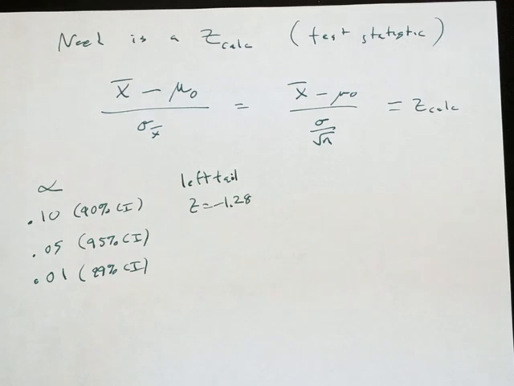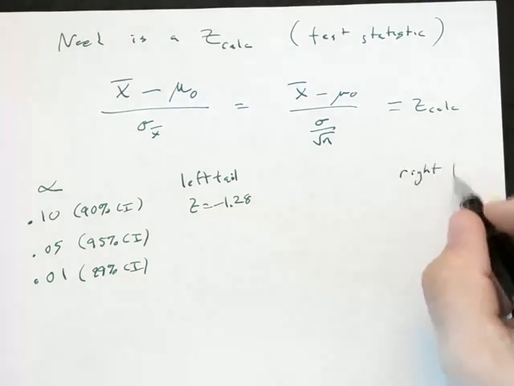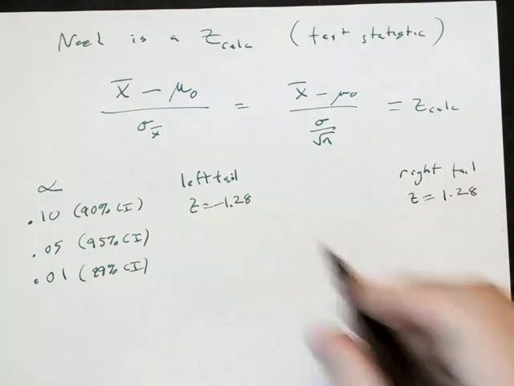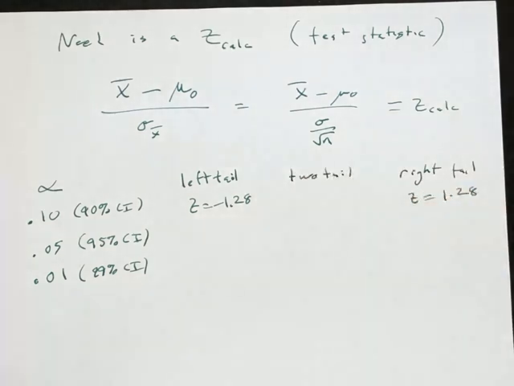What if I want the right tail? Well, all I have to do is turn that picture over, don't I? Because the left side and the right side are the same. So the right tail is going to be positive 1.28. I'm leaving a space in the middle on purpose. Space in the middle is for two-tail.